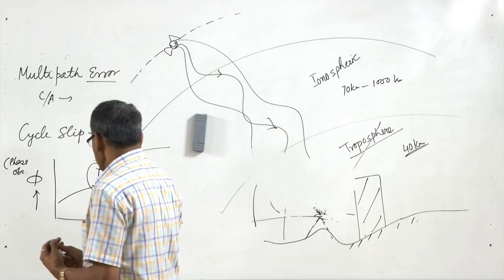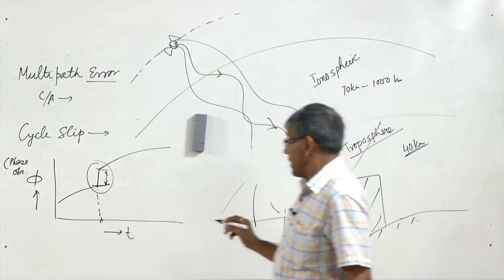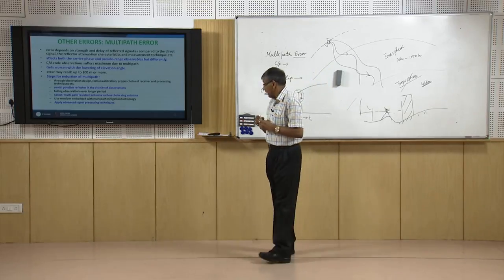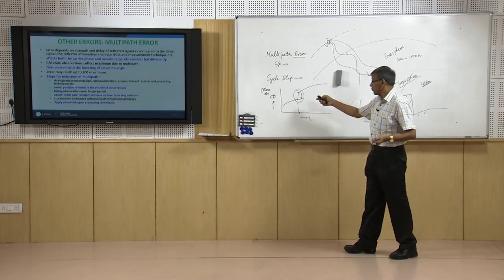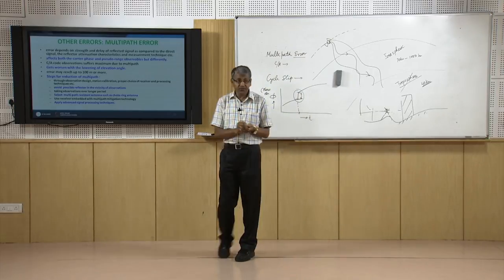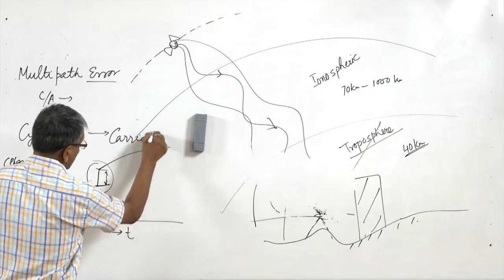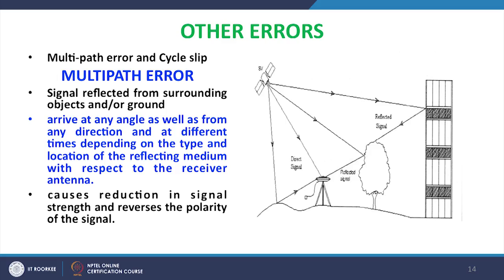This can be taken care of through pre-processing, and many commercial software packages provide us the flexibility to process this data and remove the cycle slip. Incidentally, the cycle slip occurs only for carrier phase measurement. So this is what we can say about cycle slip.